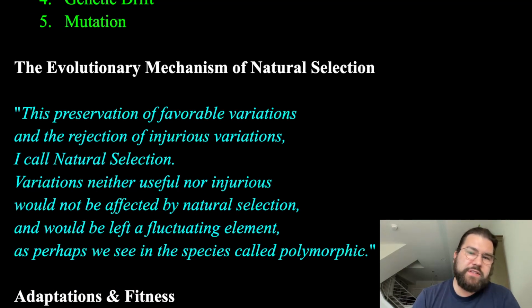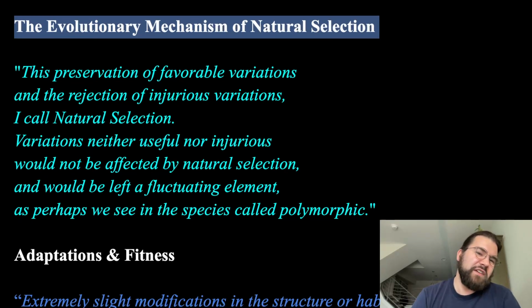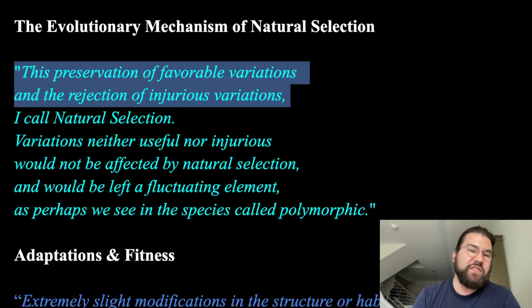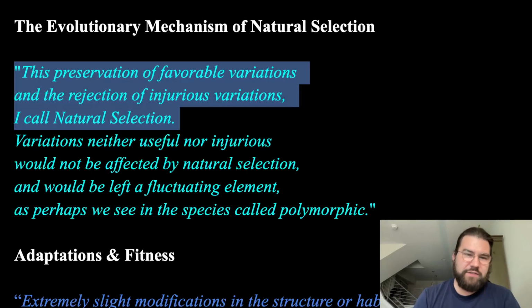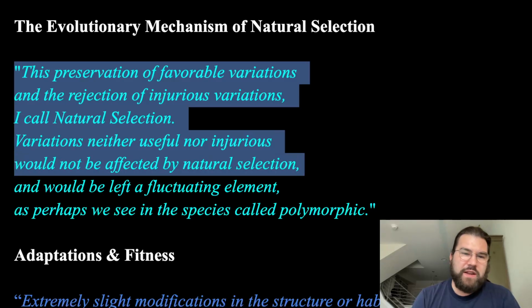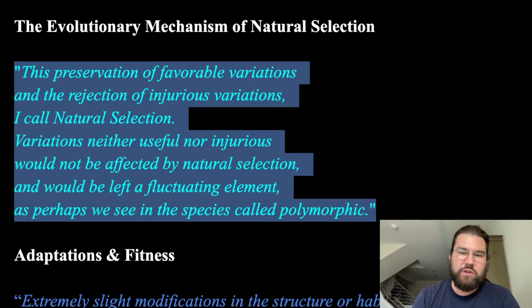That was Darwin's focus. This is his philosophical theory. So this is what he says to start us off here. He says this preservation of favorable variations and the rejection of injurious variations I call natural selection. Variations neither useful nor injurious would not be affected by natural selection and would be left a fluctuating element, as perhaps we see in the species called polymorphic.